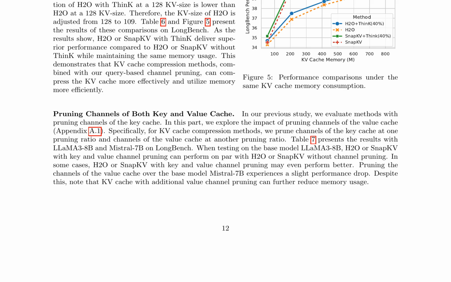However, pruning the channels of the value cache over the base model Mistral 7B experiences a slight performance drop. Despite this, KV cache with additional value channel pruning can further reduce memory usage. The results are presented in various tables and figures, including Table 4, which shows the needles in a haystack test results, and Table 5, which presents the performance comparison of pruning K cache using different recent sizes. Figure 5 visualizes the performance comparisons under the same KV cache memory consumption.